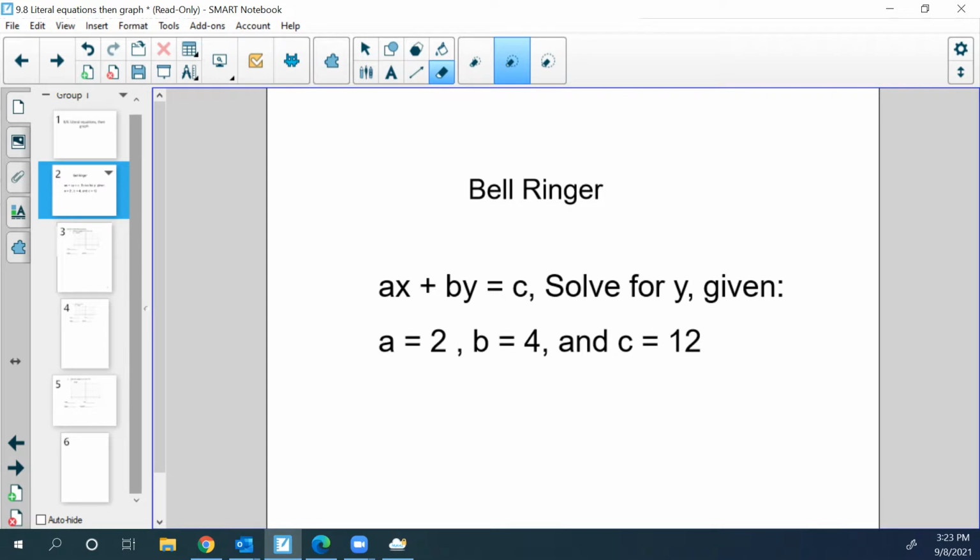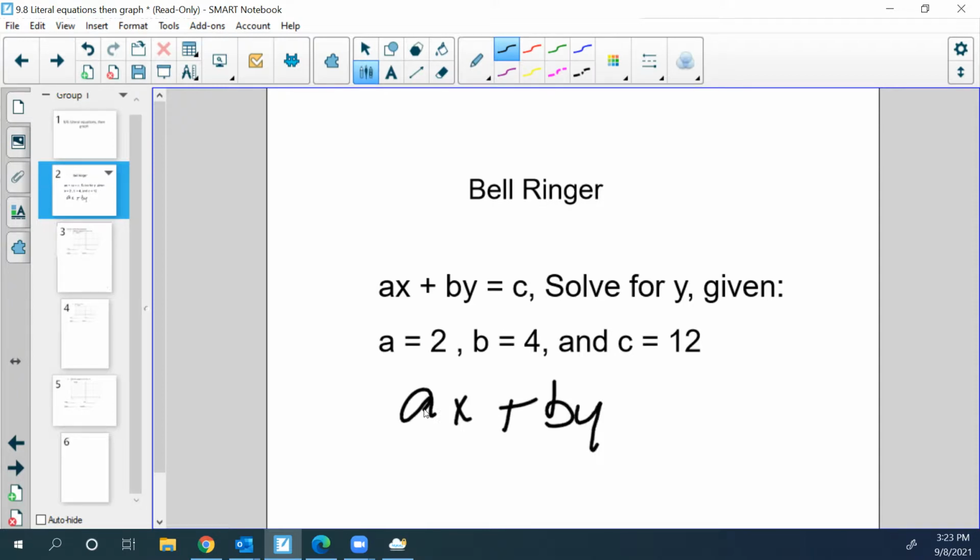All right, so we're gonna write ax plus by equals c, and we're gonna solve for y. So first we're gonna substitute a equals 2, b equals 4, and c equals 12 into the equation. All right. So that's gonna give me 2x plus my b is 4, that's gonna give me 4y equals c, and my c is 12.